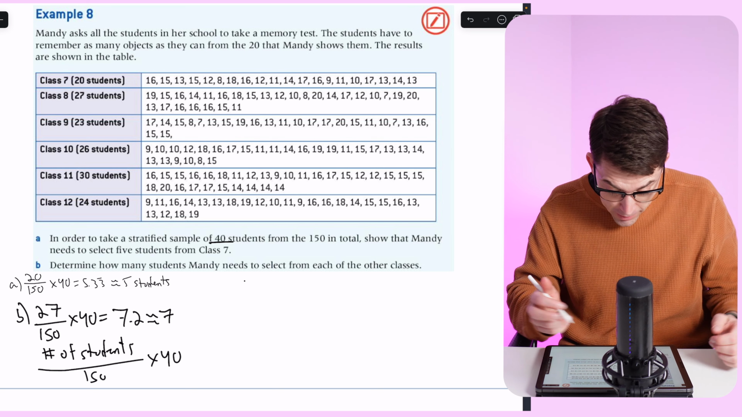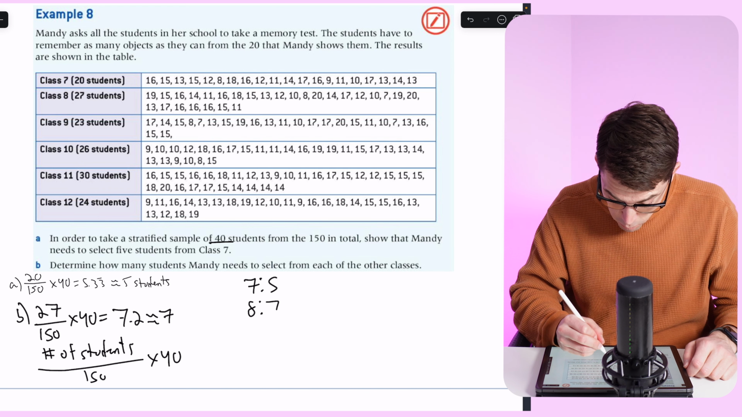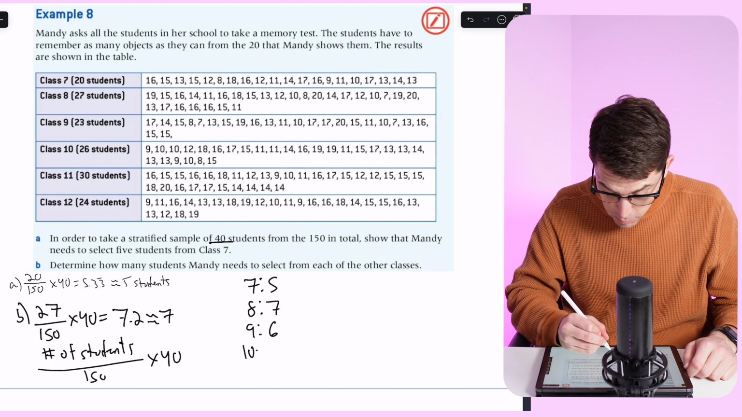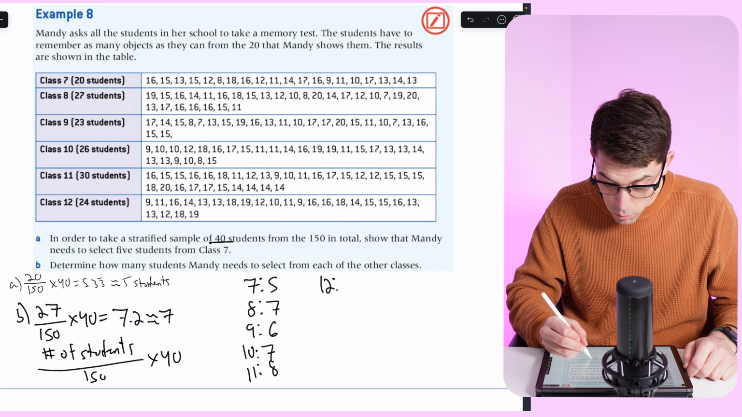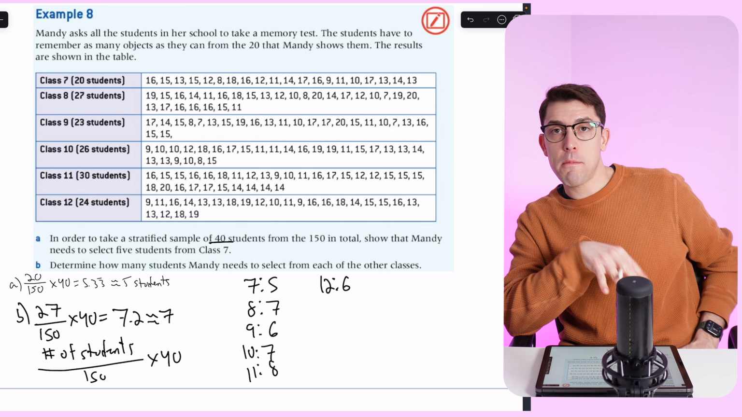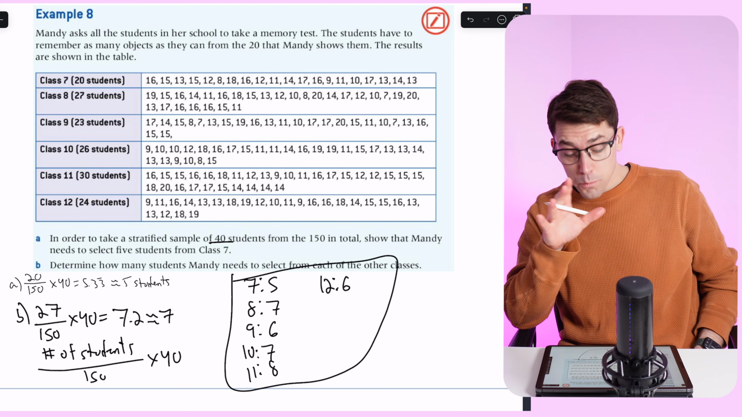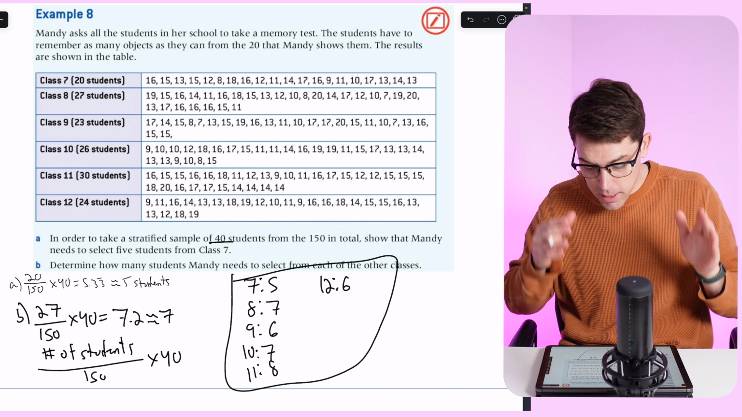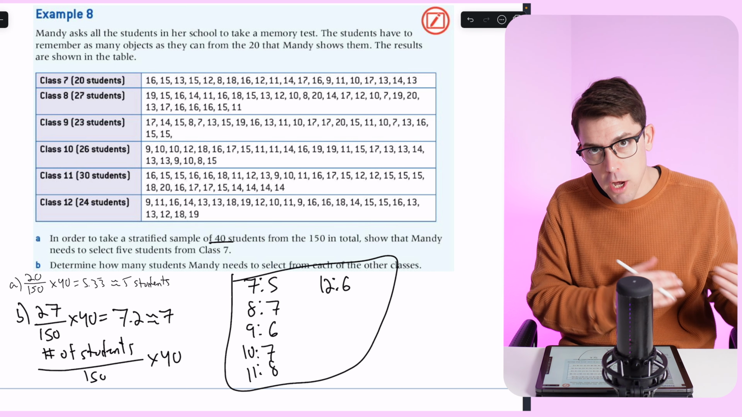So what you should find is that for 7th grade, we'll get 5 students. For 8th grade, we'll get 7 students. For 9th grade, we'll get 6 students. For 10th grade, we'll get 7. For 11th, we'll get 8. And then for 12th, we'll get 6. Go ahead and double check your math for each and every one of those, but this is what you should end up with for how many students in each of these grades should be in the sample size of 40, given what they are as a percentage of 150.